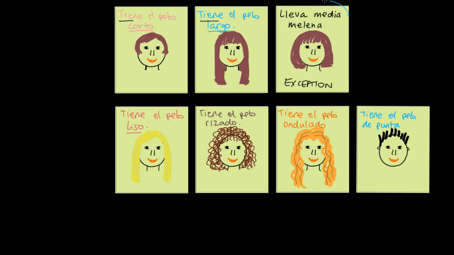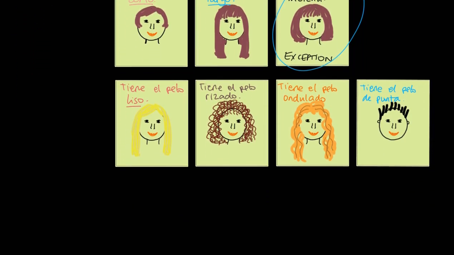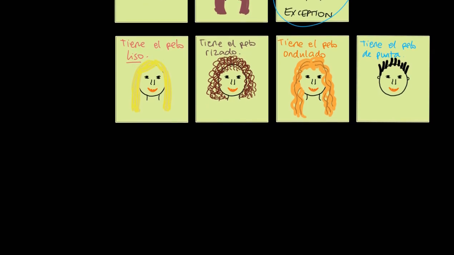Okay, so notice how, with the exception of this, we use all the time the same structure. Tiene el pelo, o tengo el pelo. Okay, a couple of things before I finish is, first of all, we can also say things like, in English is the same. You can say things like, he is ginger, she is brunette, I am blonde. Okay, so we could say as well in Spanish, es rubio or es rubia, he is blonde or she is blonde.